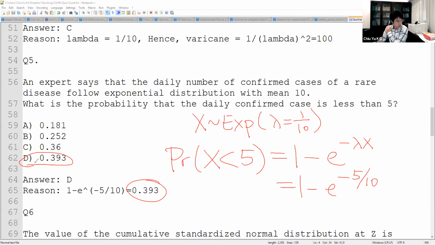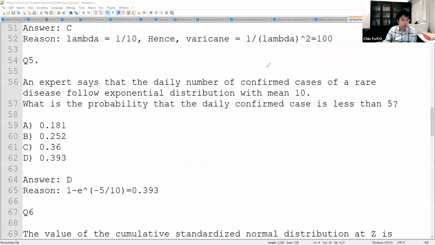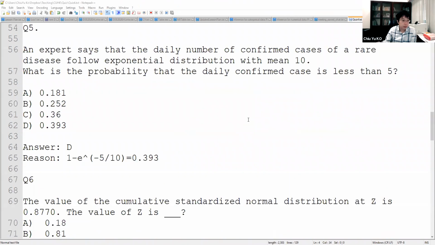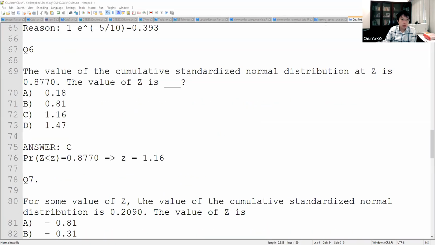Is that okay? Just simple plug in. I hope there's no problem. Then we are going to the next question. So question 6, okay, question 6. This is asking the following.